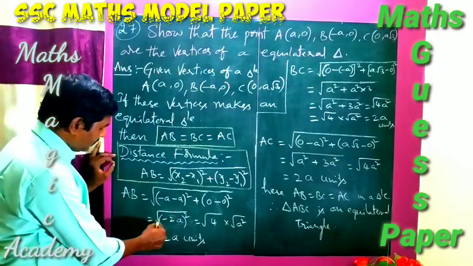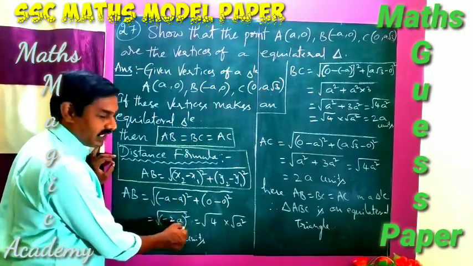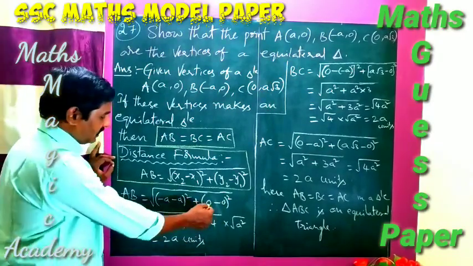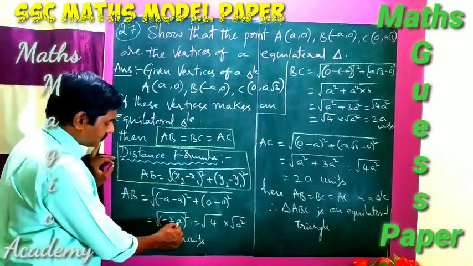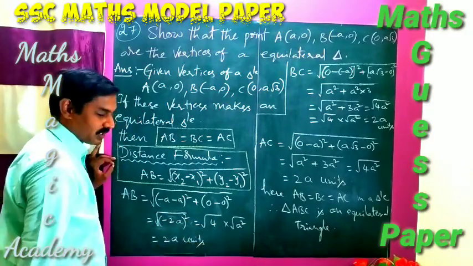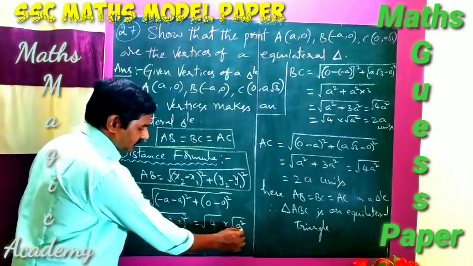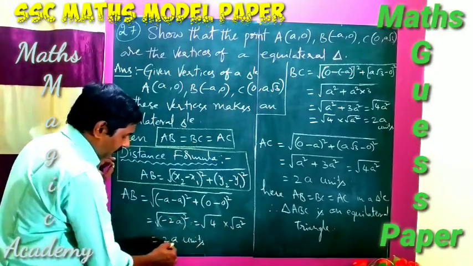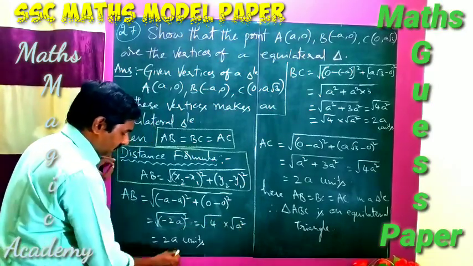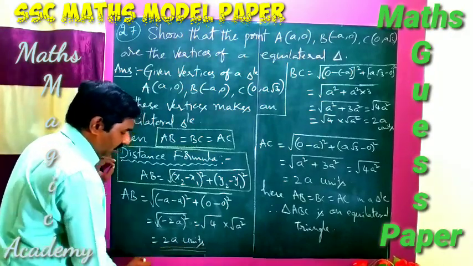Okay. Now here, square root of minus a minus a, that is minus 2a whole square. Here 0 minus 0 is nothing, so we will neglect that one. Now here minus 2a whole square becomes 2 square. Minus 2 whole square is plus 4. And a into a is a square. Now the square root of 4 becomes 2, and the square root of a square, square and root cancel, then we will get a. This becomes 2a units.